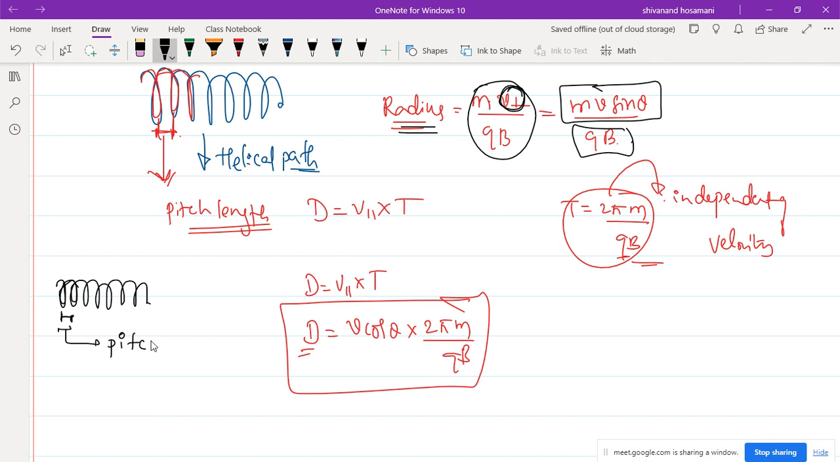We call this one the pitch length. That pitch length is given by the time period. Time period is nothing but the time taken for one complete revolution, rotation, or one complete circular motion. If it starts from here and ends here, from the front side it looks like this.